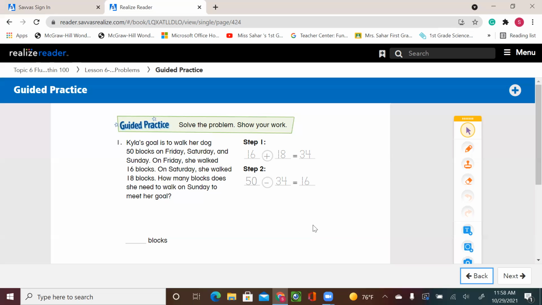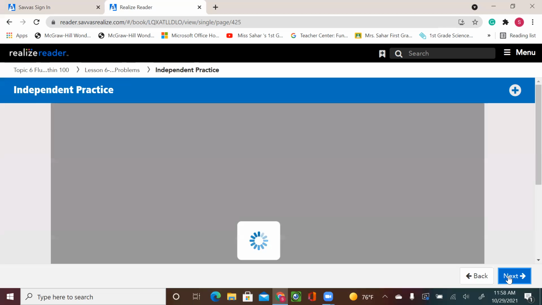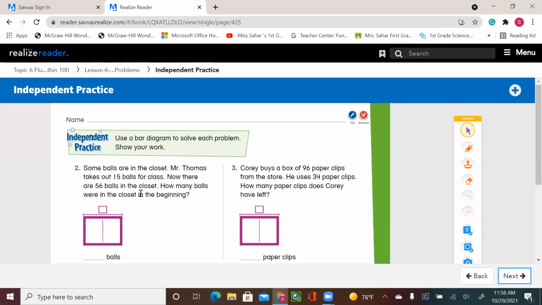So let's do one more from the independent practice. Let's see number 2. Use a bar diagram to solve each problem. Show your work. Some balls are in the closet. Mr. Thomas takes out 15 balls for class. Now there are 56 balls in the closet. How many balls were in the closet in the beginning?